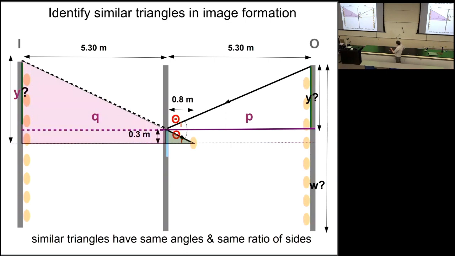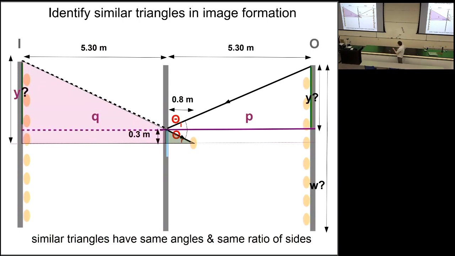Over here on the left-hand side are two similar triangles. Similar triangles are triangles that have the same shape, which means that they have the same angles, but they might have different overall dimensions. One might be bigger, one might be smaller. The ratios of their hypotenuses would be the same as the ratios of their adjacents, the ratios of their opposites. That's what similar means. They're the same shape.